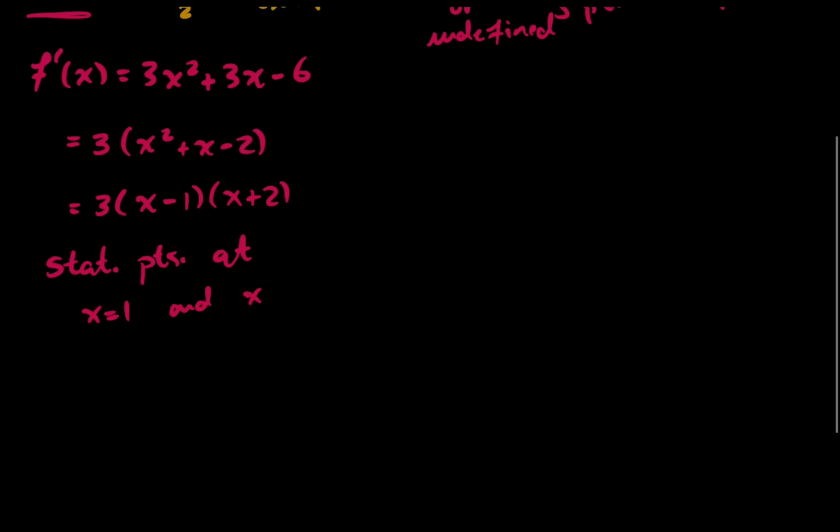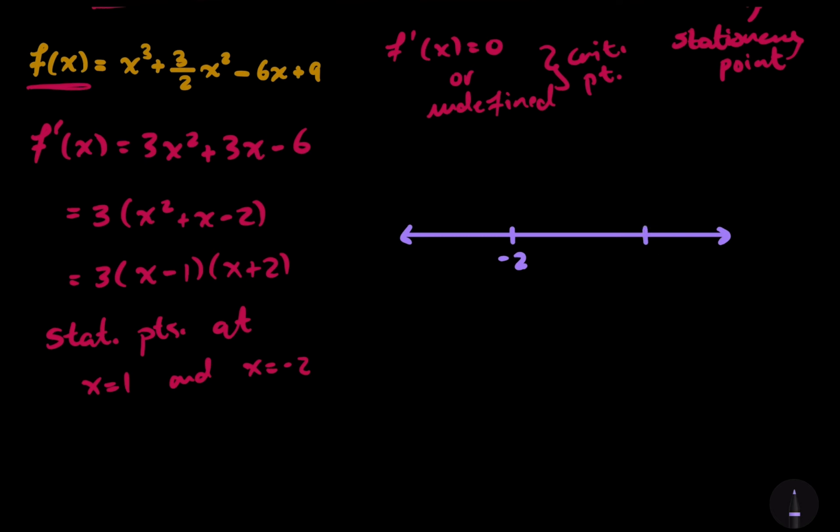Okay, so this is our number line right over here. Is that a straight line? Yeah. And so I'm going to go ahead and mark our stationary points on this number line. So here we have negative 2, here we have positive 1. So these are our two stationary points.